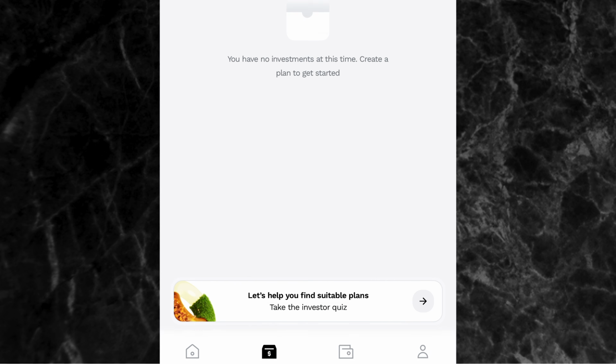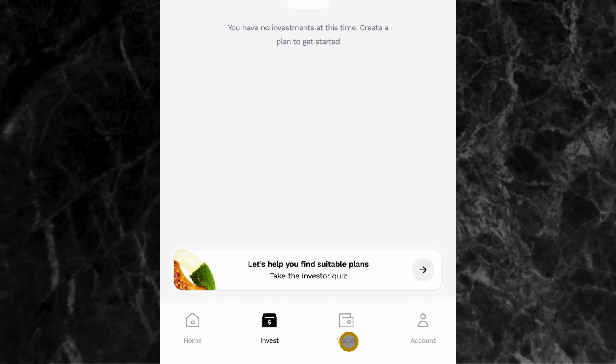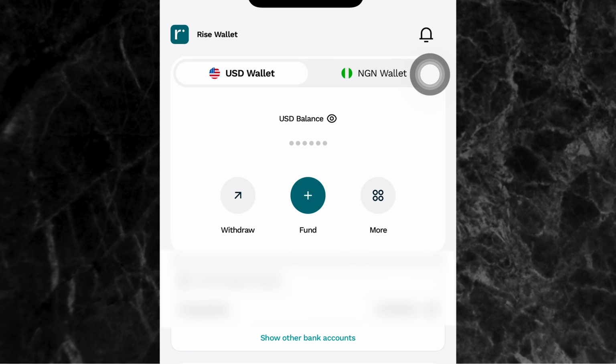So let's go back. Now, if you come back here, the next place you will see is where you have wallet. So if you click on wallet, this is where you can see your wallet right here, your USD wallet and your NGN wallet. I already explained how you can fund your wallet and how you can withdraw from your wallet. It is simple and straightforward. I said that at the beginning of this video.